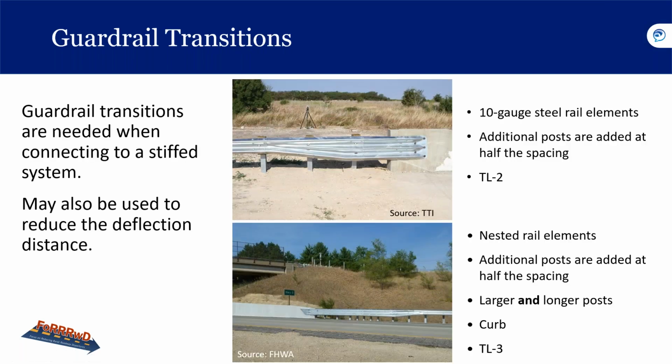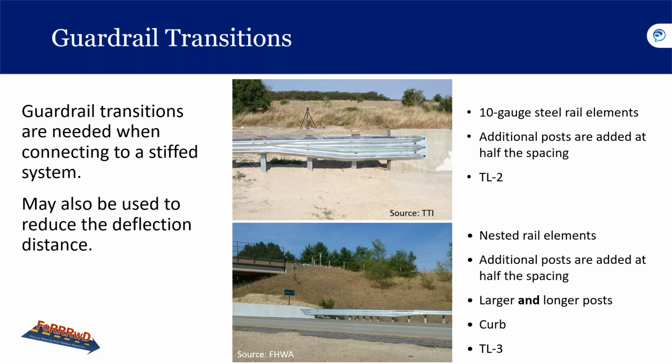Then we have our guardrail transitions. They're needed when connecting to a stiffer system. May also be used to reduce the deflection distance. So guardrail transitions, like I said, are needed when connected to a stiffer system. So here are some examples of MASH transitions.